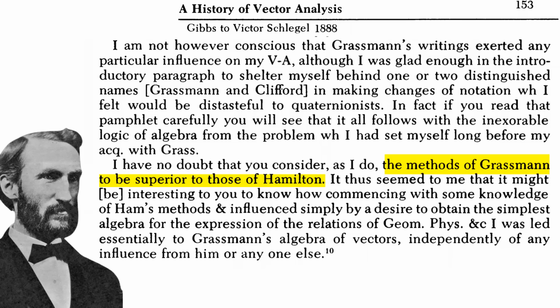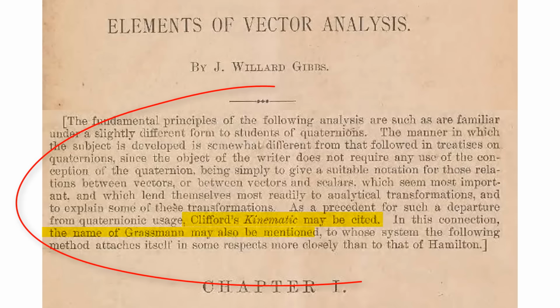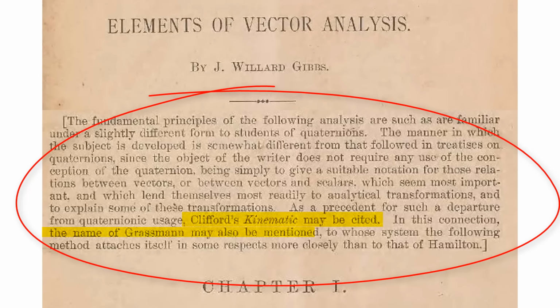created his own separate vector multiplication and scalar multiplication that Gibbs felt was superior to those of Hamilton. Although Gibbs admitted that "I am not conscious that Grassmann's writing exerted any particular influence on my vector analysis," Gibbs decided to add a little introductory paragraph to his pamphlet in 1888, where he specifically mentioned Clifford and Grassmann, even though Clifford seemed to have a minor influence and Grassmann not at all.